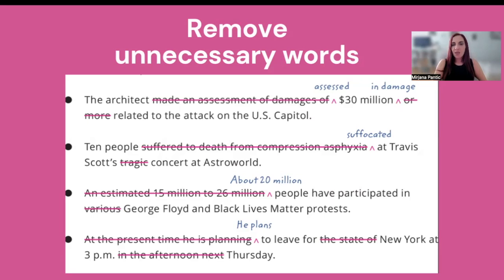"At the present time, he's planning" becomes "He plans" instead. "To leave for the state of New York" becomes "to leave for New York." If we want to distinguish between New York and New York City, we're just going to say New York City instead. If we say New York, it is the only state in the country, so why would we say the state of New York? It's not necessary. We can just say to leave for New York at 3 p.m. p.m. refers to the afternoon, so we're not going to use "in the afternoon" next Thursday.